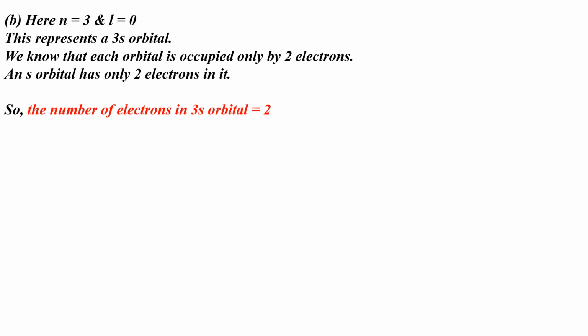We know that each orbital is occupied only by 2 electrons. An s orbital can have only 2 electrons in it. So whatever be the number of n, n is equal to 3, n can be 4, n can be 5, whatever be the value of n, the number of electrons occupying an s orbital would always be 2. So the number of electrons in this case, that is the 3s orbital, is 2.